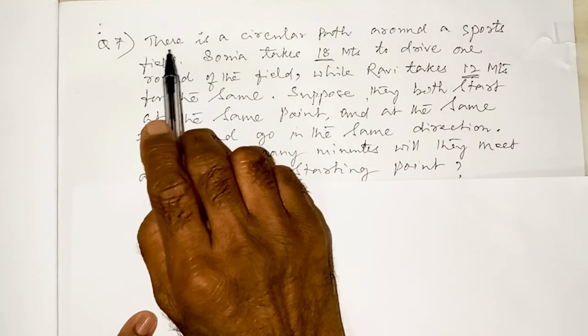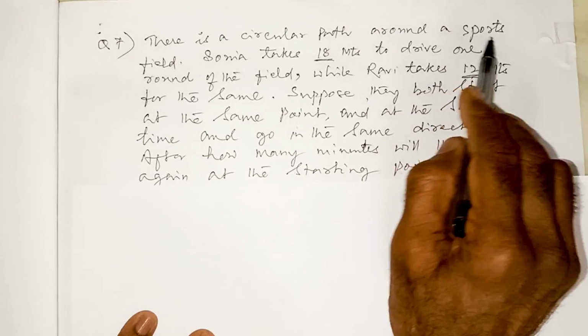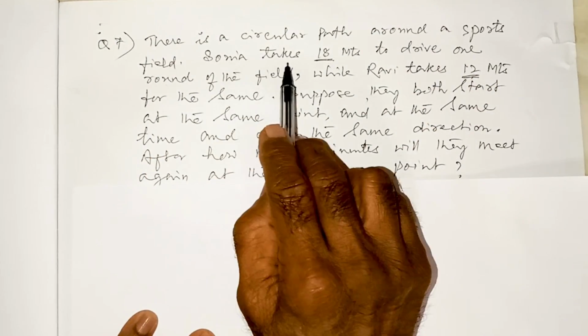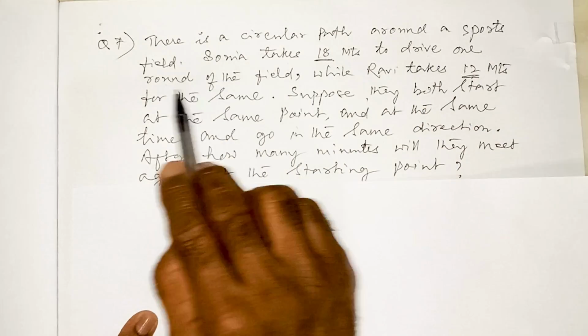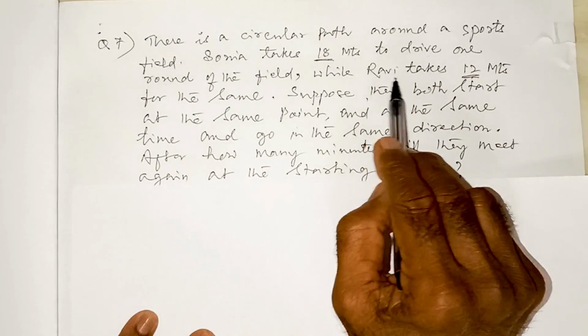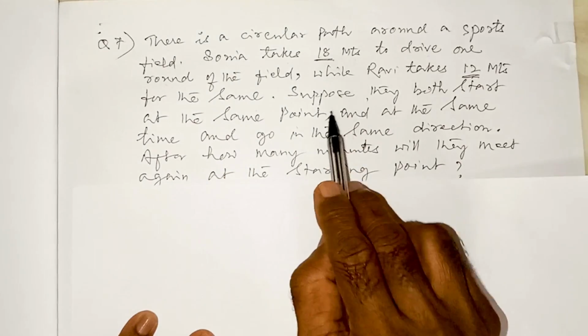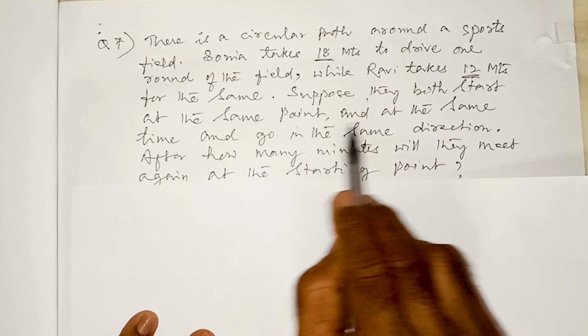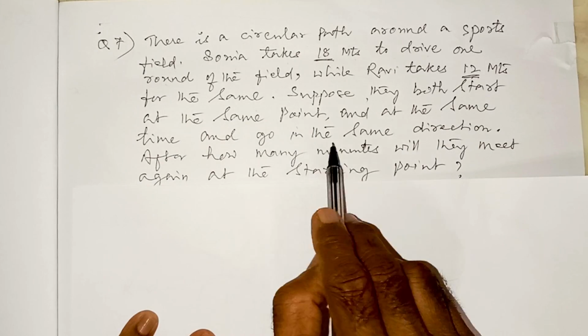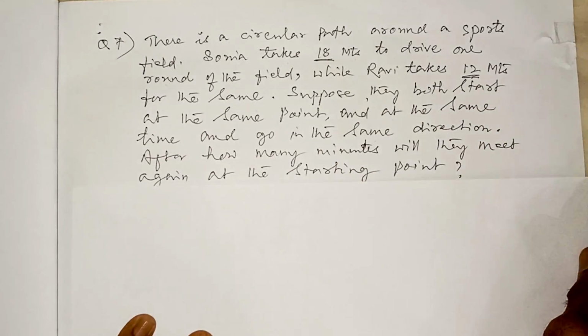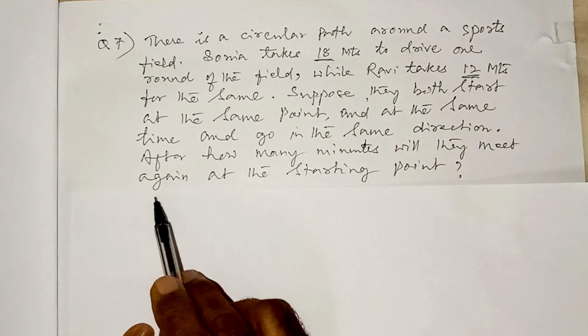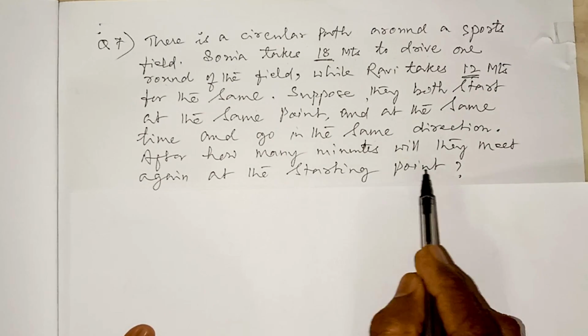Okay students, we are coming to the last question. I'll read it out. There is a circular path around a sports field. Sonia takes 18 minutes to drive one round of the field, while Ravi takes 12 minutes for the same. Suppose they both start at the same point at the same time and go in the same direction. After how many minutes will they meet again at the starting point?